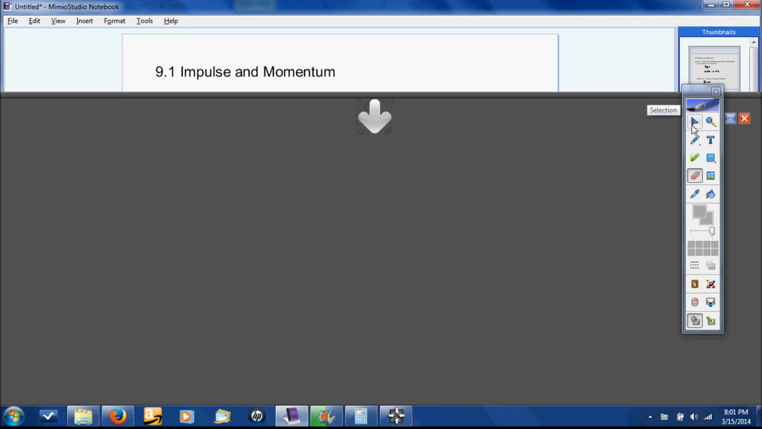Impulse and momentum. Okay, so if we're going to talk about impulse and momentum, you have to have an idea of what is an impulse and what is momentum. Impulse basically is a force that's applied to something, usually for a short amount of time, and there's a number associated with that.